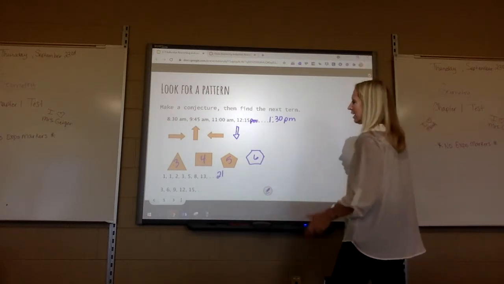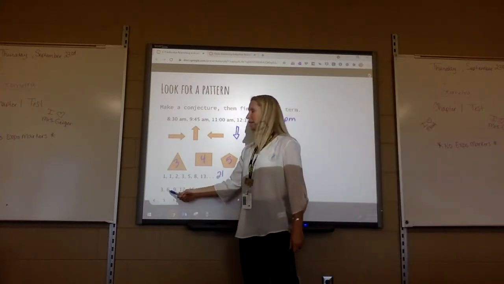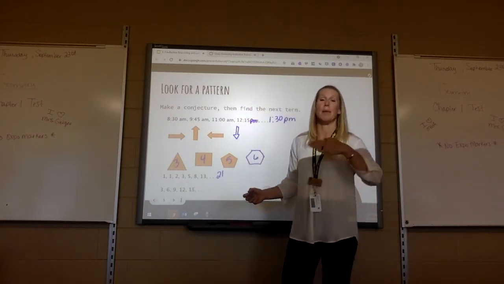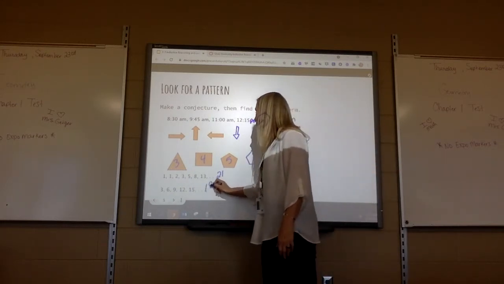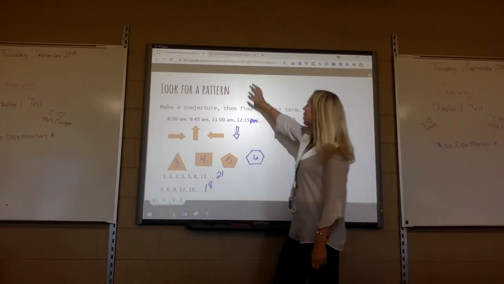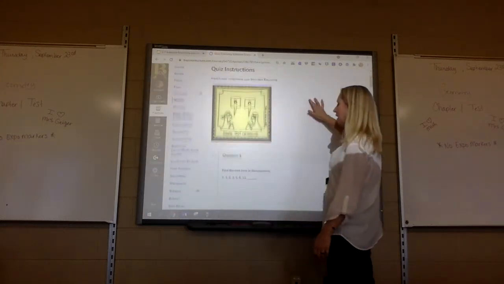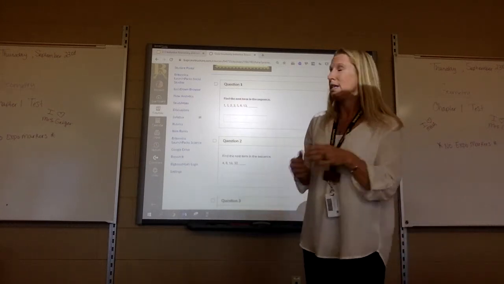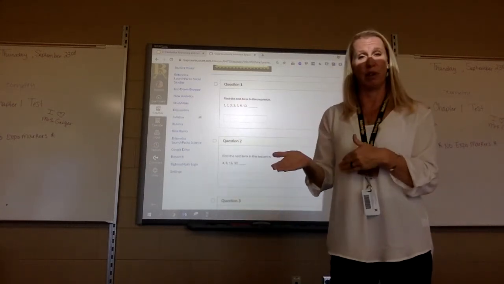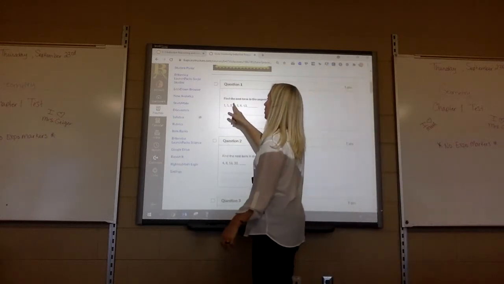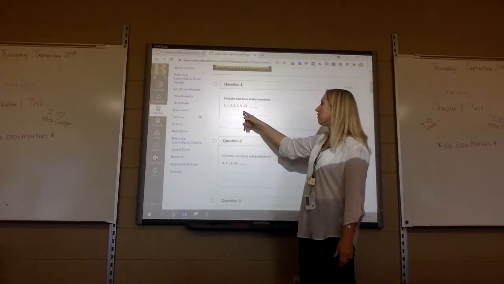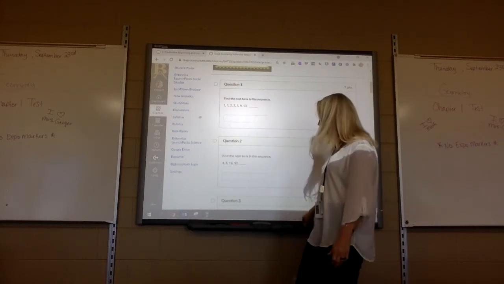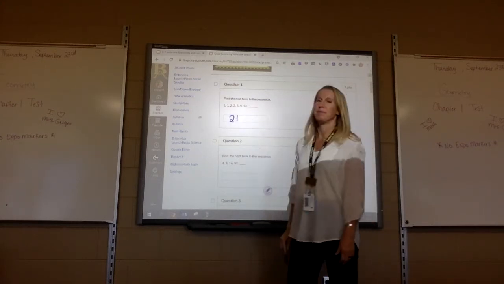And then finally, I have 3, 6, 9, 12, 15. It's going up by 3 each time. So that would be 18. On your assignment, it's the same type of thing. Notice the first one is the Fibonacci sequence. Remember, you just add the 2 previous numbers. 1 plus 1 is 2. 2 plus 3 is 5. 3 plus 5 is 8. 5 plus 8 is 13. 8 plus 13 is 21.